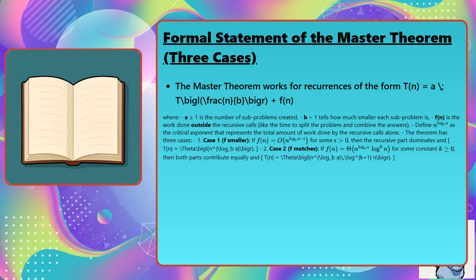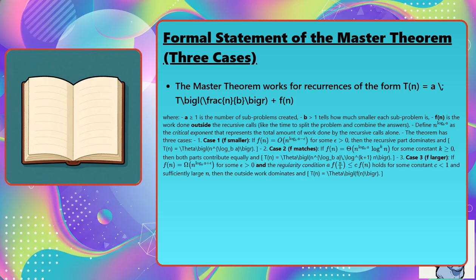Case 2, f matches. If f(n) is Θ(n^(log_b a) · log^k n) for some constant k ≥ 0, then both parts contribute equally and T(n) is Θ(n^(log_b a) · log^(k+1) n).